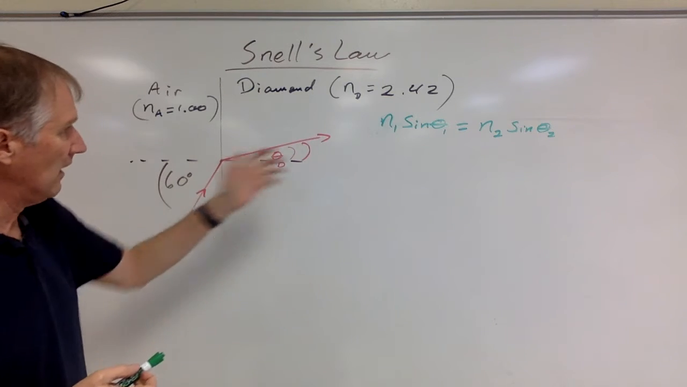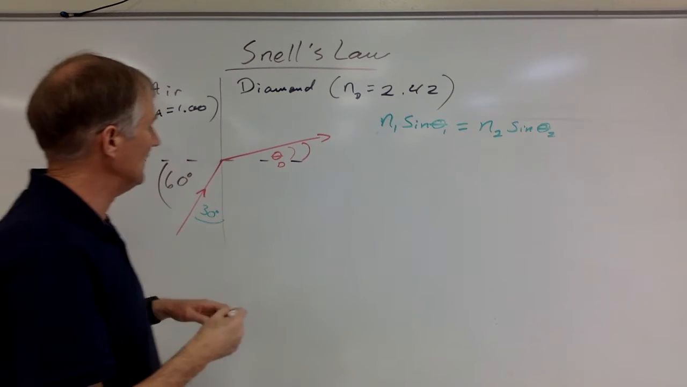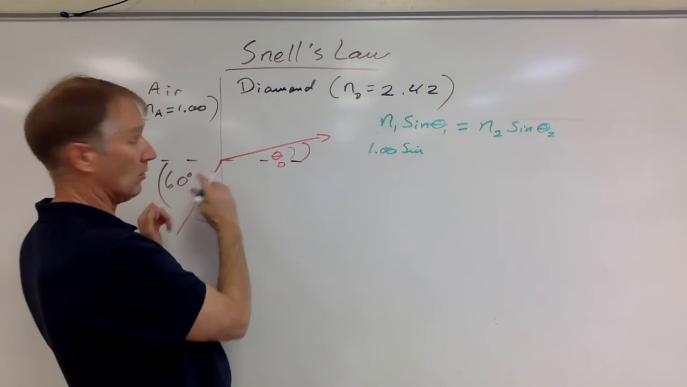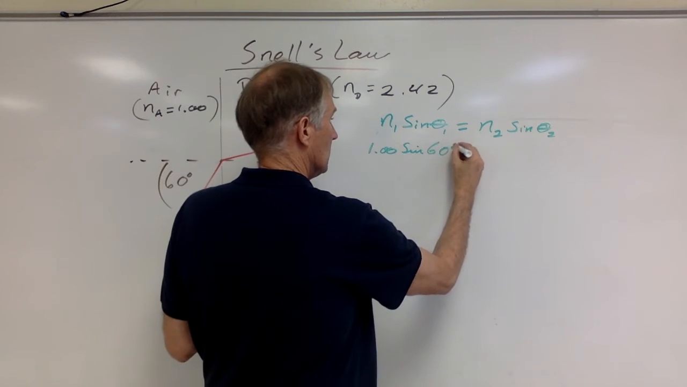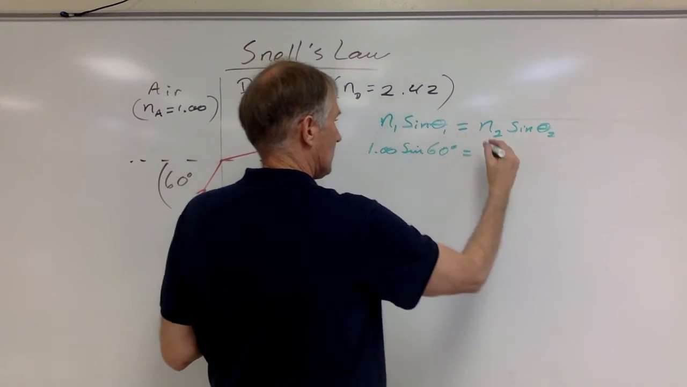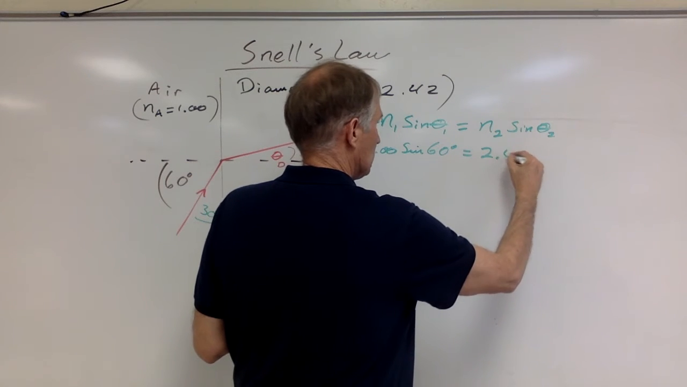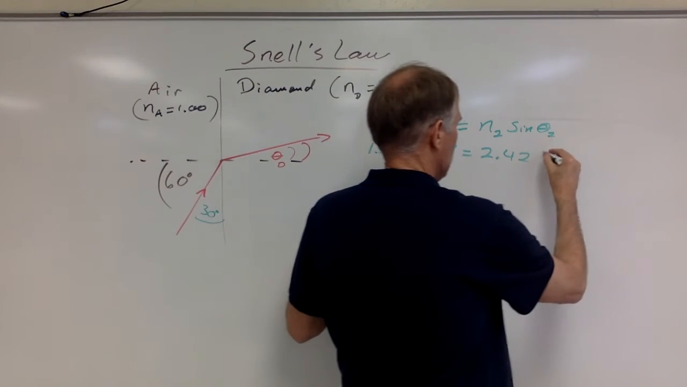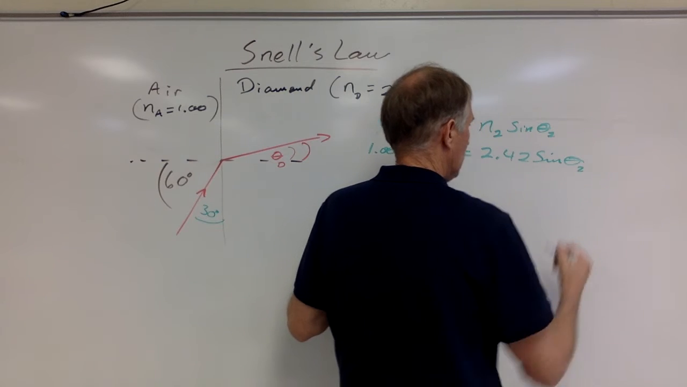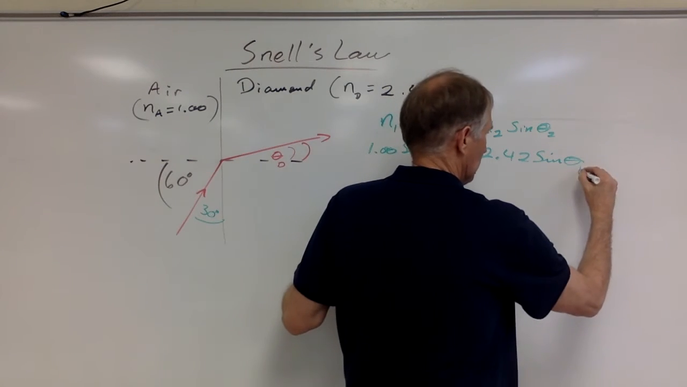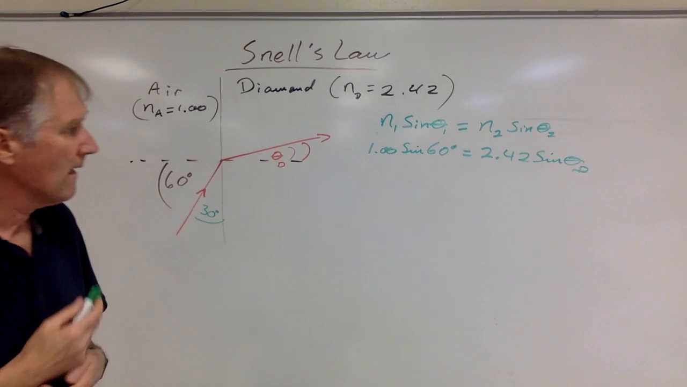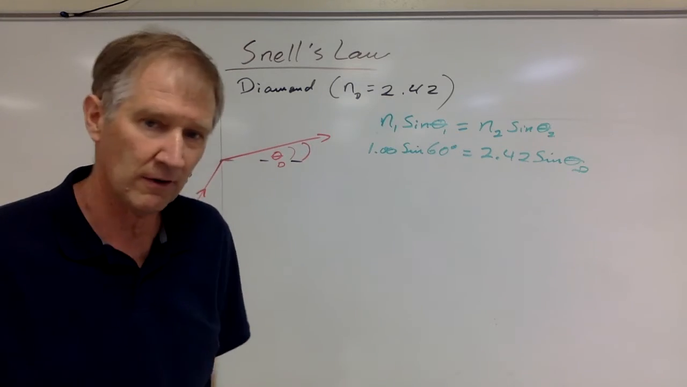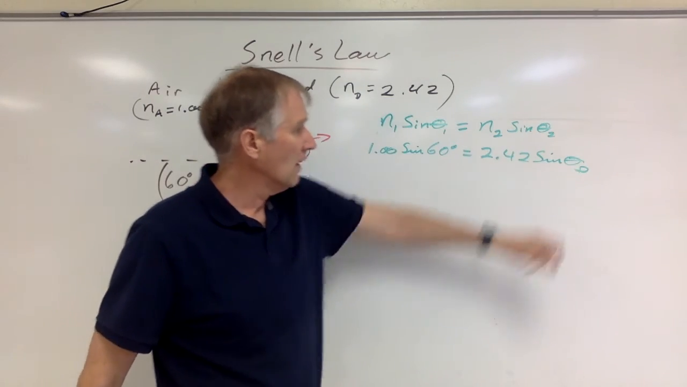So in this case, we have air and diamond. The index for air is 1, and the sine of the angle to the normal is 60 degrees. The index for diamond is 2.42. And that allows us to find the angle in the diamond. I'm going to put a D here for diamond. So I'll solve for the sine of the angle first, and then I'll do the inverse sine, the arc sine, to find the angle itself.